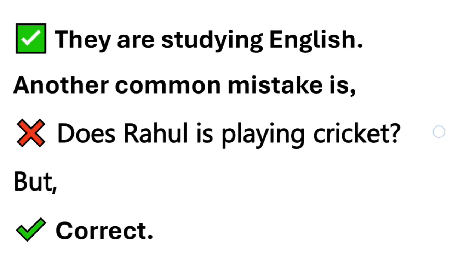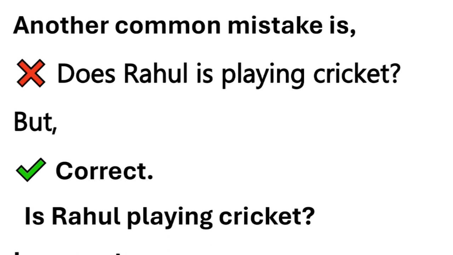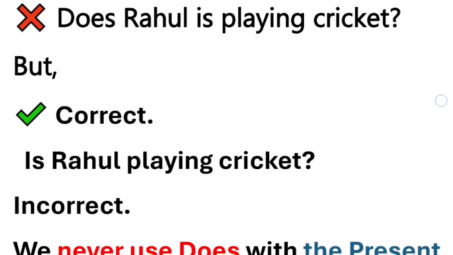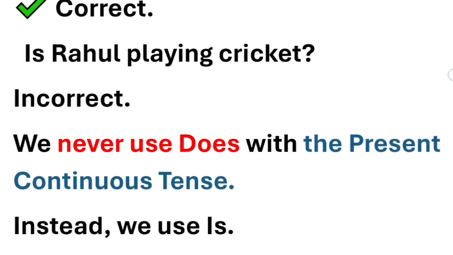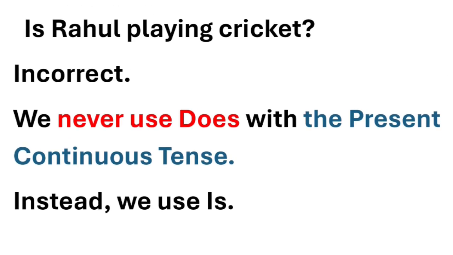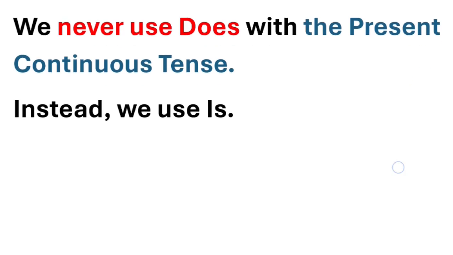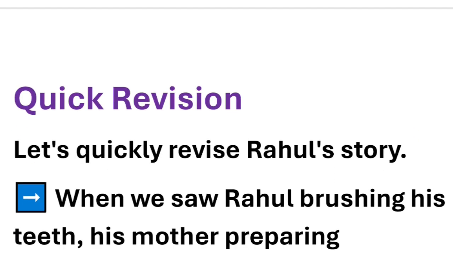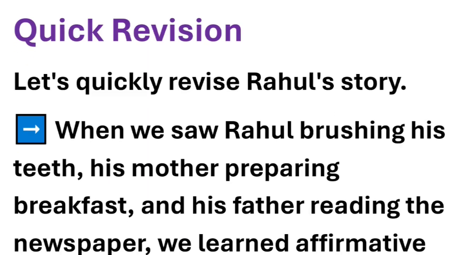Another common mistake that people usually make is, does Rahul is playing cricket? Which is also incorrect. And the correct will be saying, is Rahul playing cricket? So this will be the correct structure. Is Rahul playing cricket? So is, then subject, which is Rahul, then playing, main verb, which is ing form, and then we never use does.